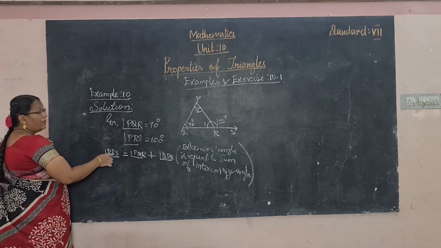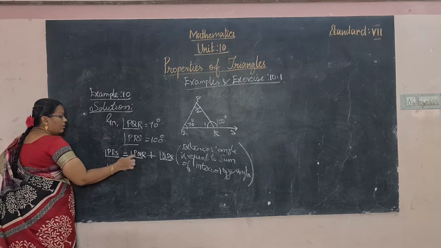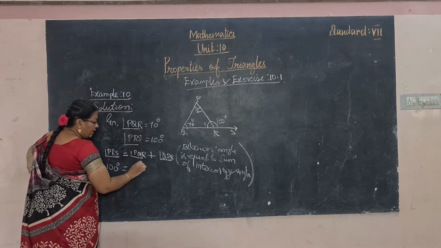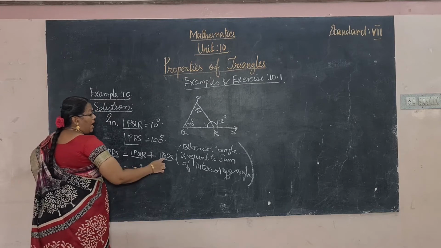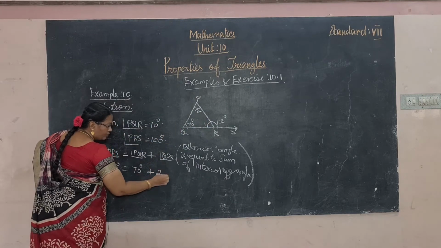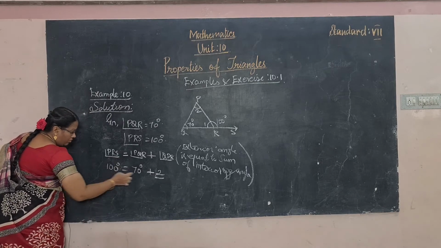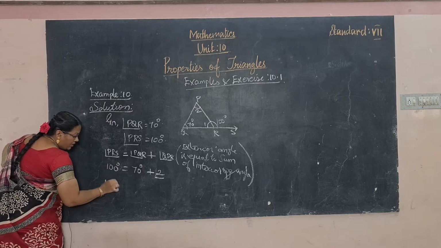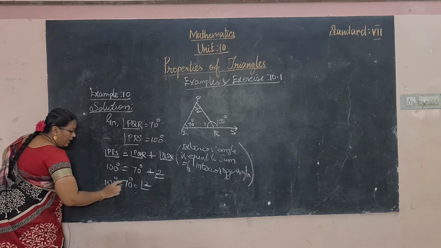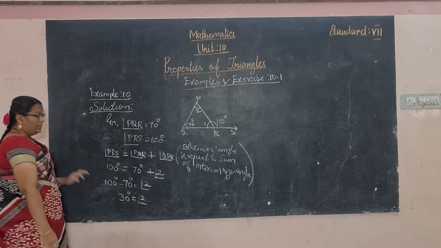So what is the value of PRS? PRS value we know is 100 degrees. What is the value of PQR? PQR value is 70 degrees plus angle QPR, which is angle 2. Now 70 comes to this side by the transpose method, as subtraction. So angle 2 is equal to 100 minus 70, which is 30 degrees. So angle 2 equals 30 degrees.